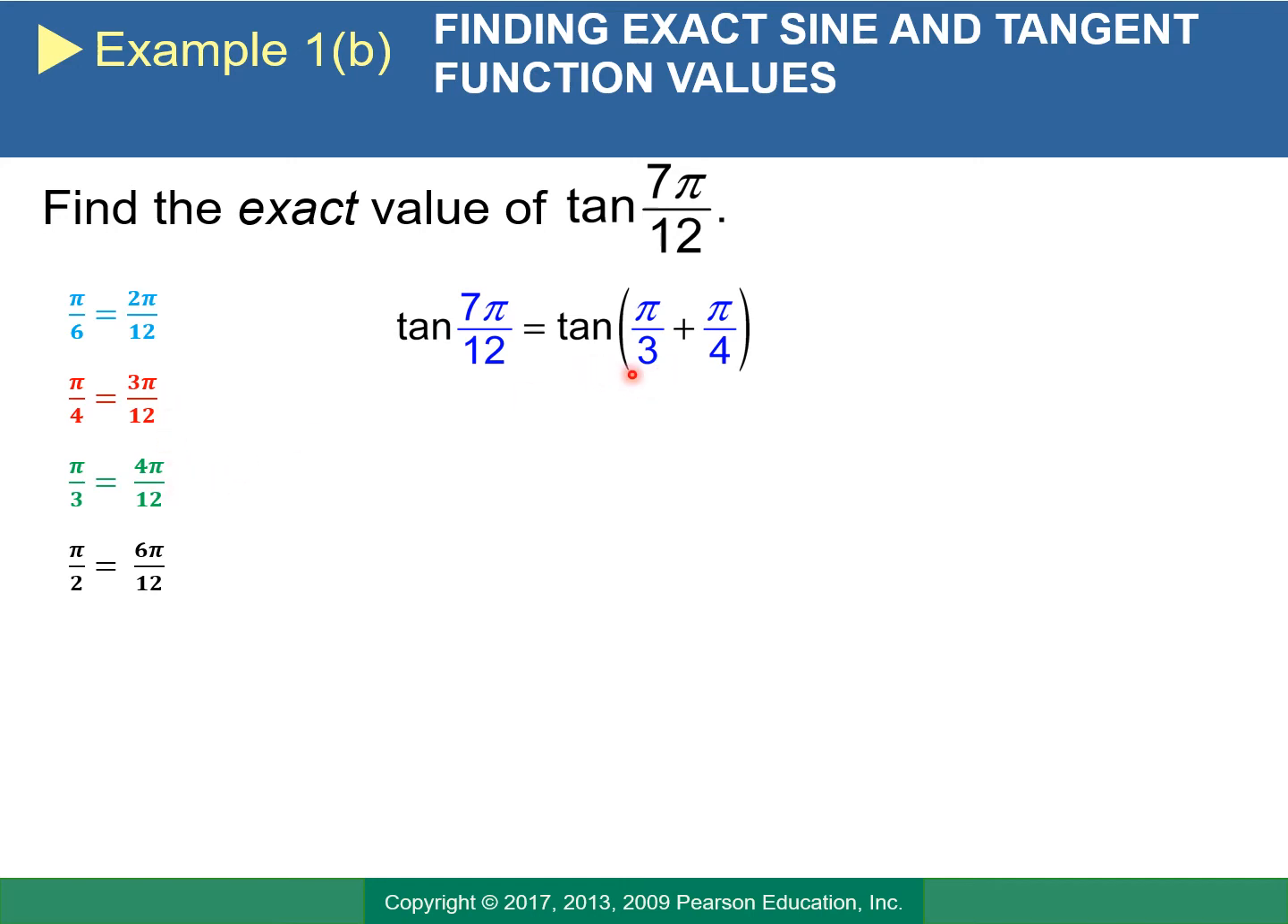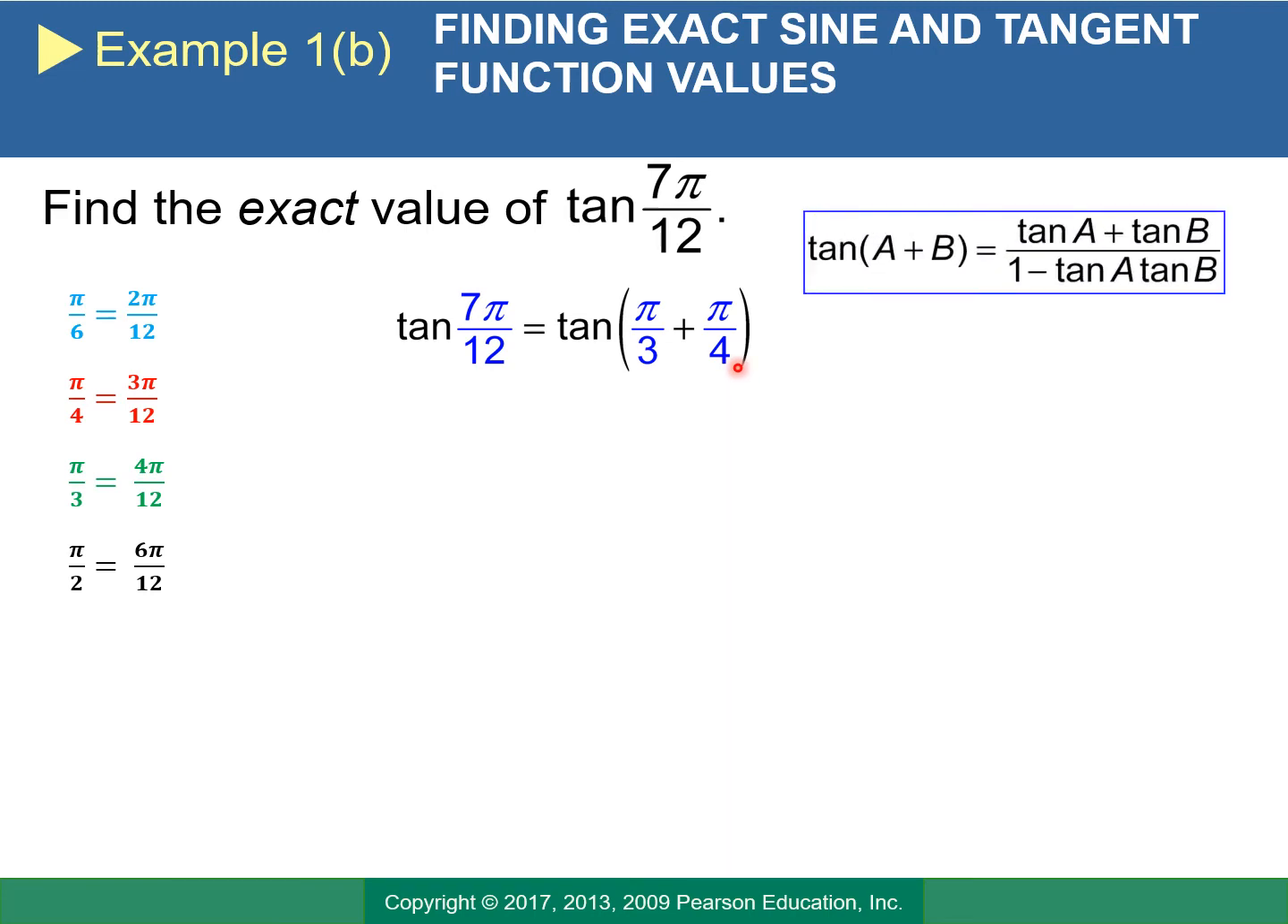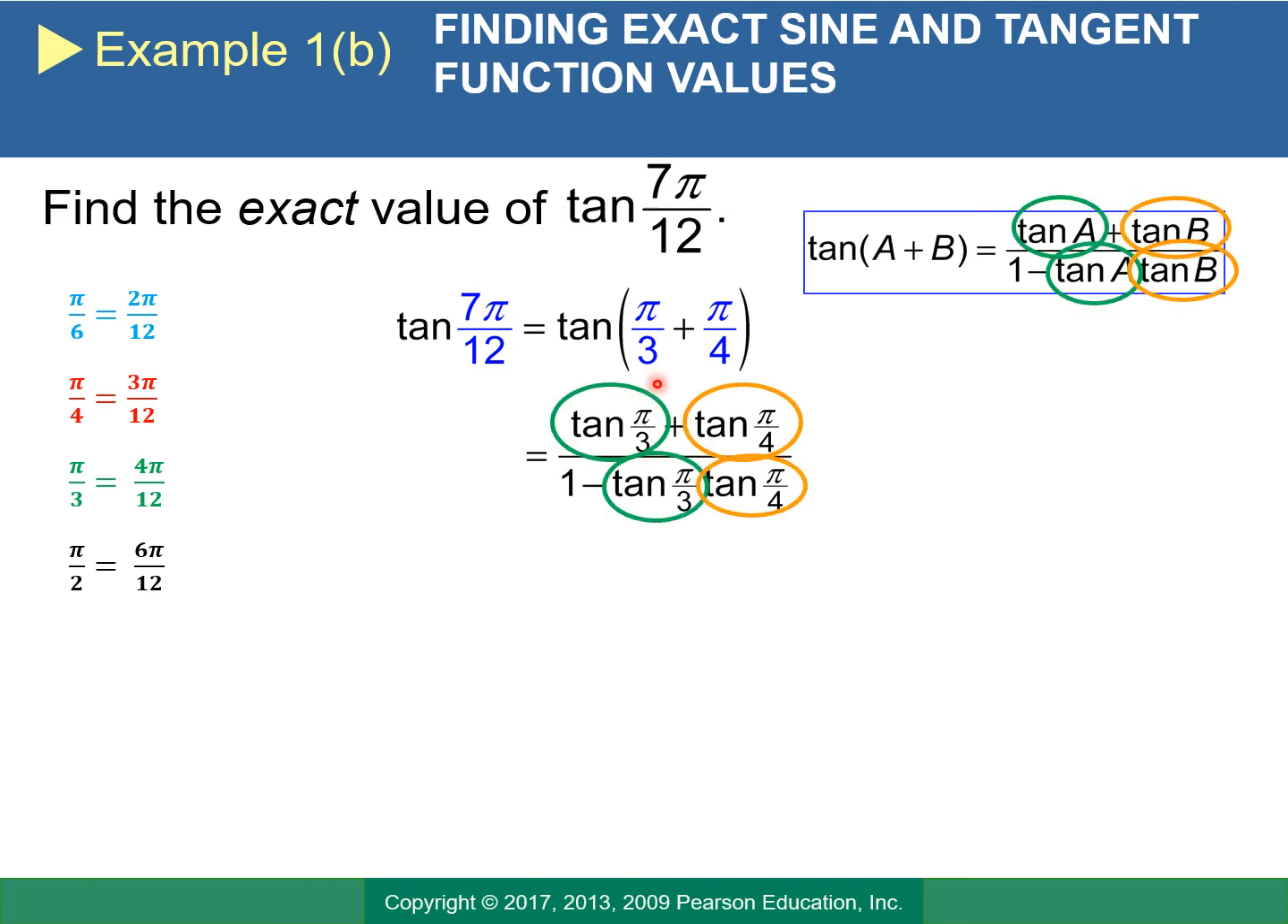And now we have tangent of a sum of two angles, and we can use our formula, our identity, tangent of a plus b. Okay, so let's fill this in. Everywhere we have an a in our formula, it's actually pi over 3, and everywhere we have a b, it's pi over 4. So we're just filling in our a and b values.